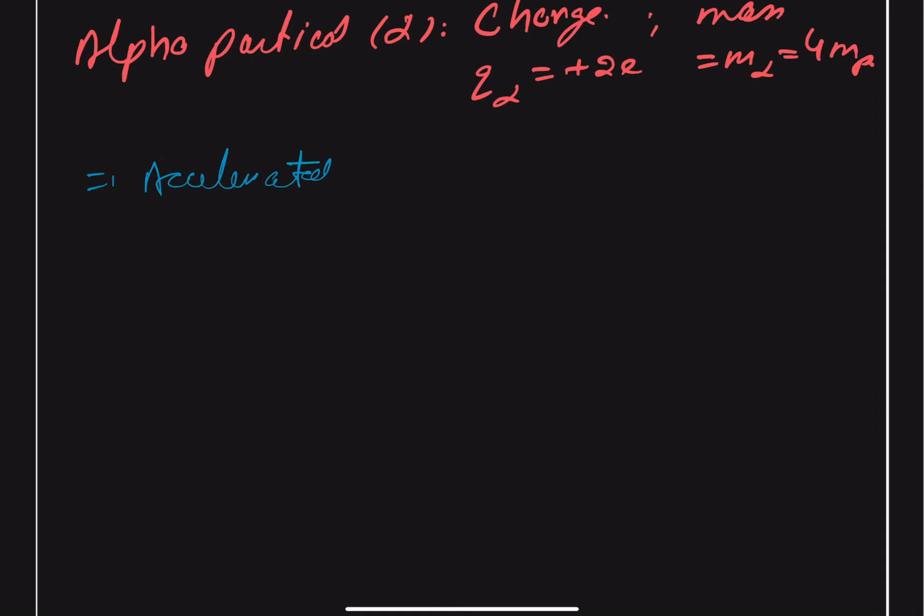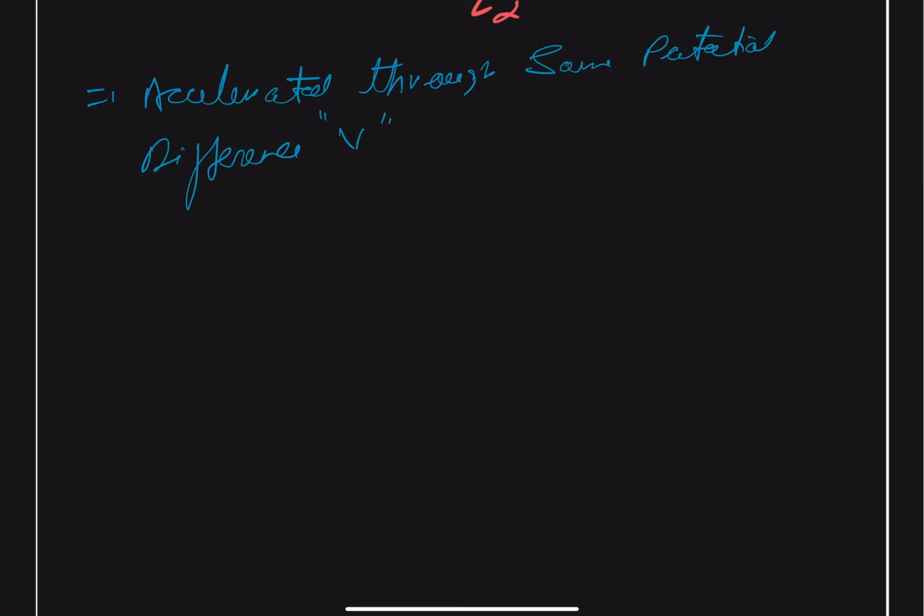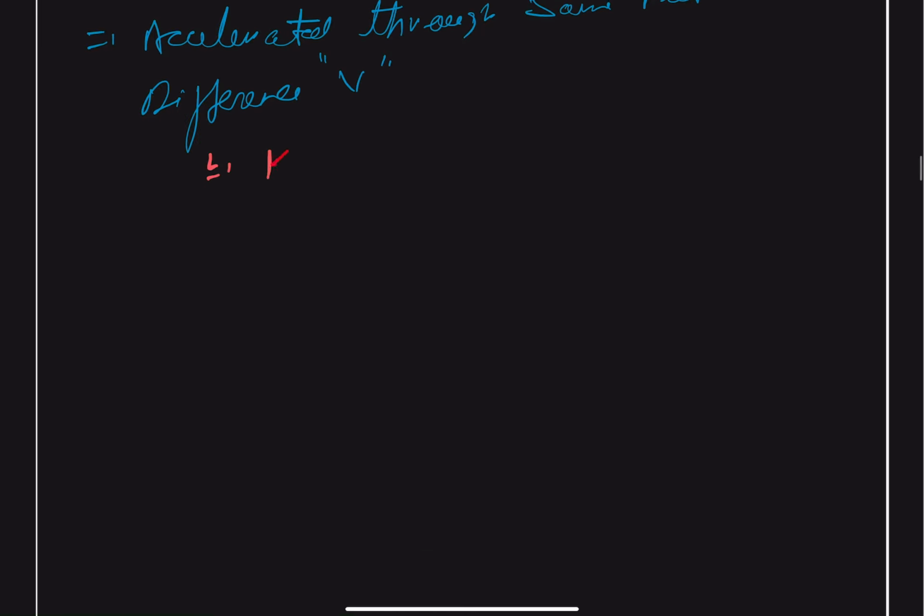Accelerated through the same potential difference. Let us call that V. So it means the kinetic energy gained by the particle when accelerated through a potential difference V, we can write the formula that kinetic energy is equal to charge multiplied by the potential difference.